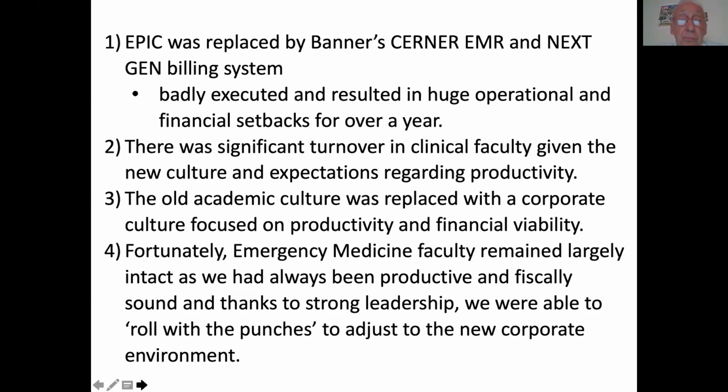So also with the acquisition, there was significant turnover in clinical faculty, given the new culture and the expectations regarding productivity. The old academic culture was replaced with a corporate culture focusing on productivity and financial viability. But fortunately, emergency medicine faculty remained largely intact, as we had always been productive and fiscally sound. And thanks to strong leadership, we were able to adapt and roll with the punches and adjust to the new corporate environment.